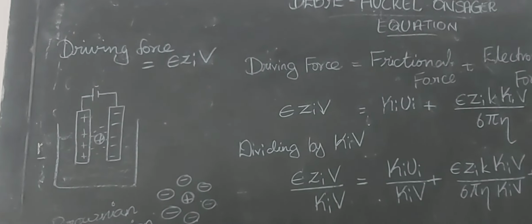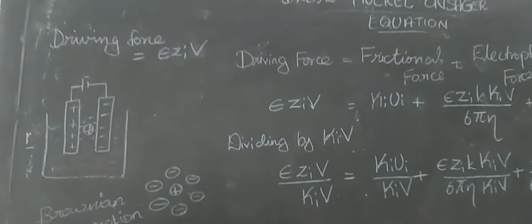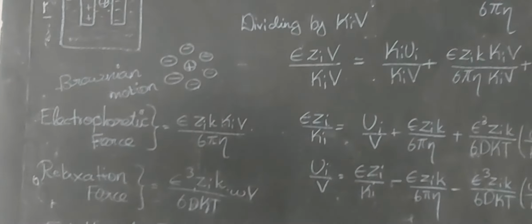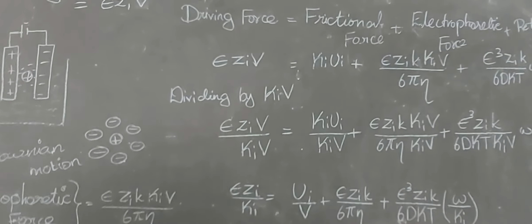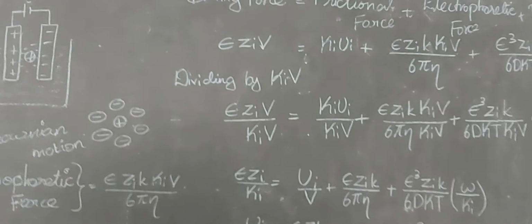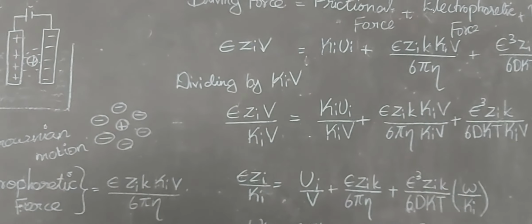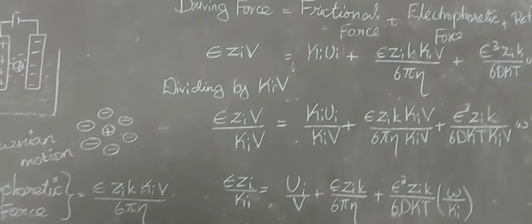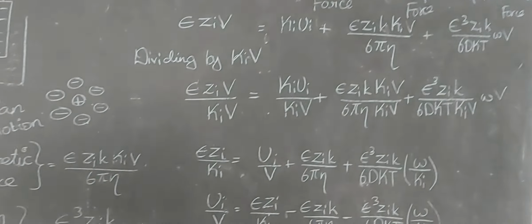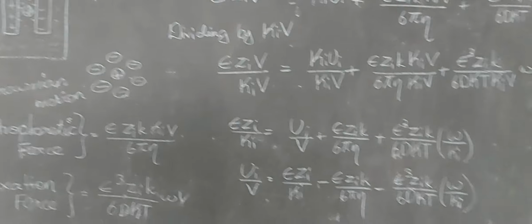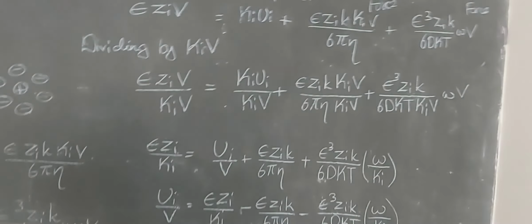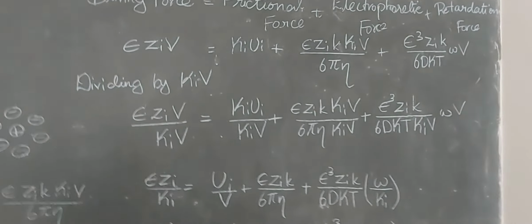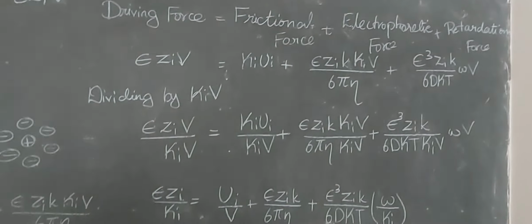The driving force is epsilon Zi v, and the frictional force is kappa i ui, and the electrophoretic force is epsilon Zi k kappa i v divided by 6 pi eta, and the retardation force is epsilon cube Zi k divided by 6 d kappa T into omega v. We take this as the first equation.